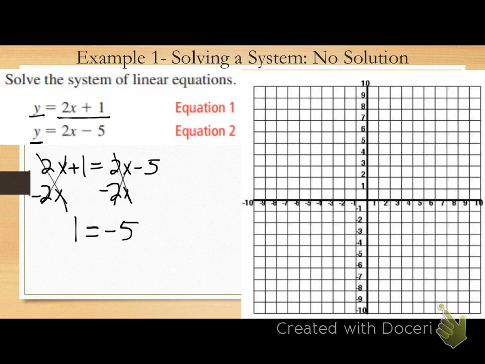If that's the case, I need to look at the statement that is remaining. Is that a true or false statement? Does 1 equal negative 5? No. So what's my answer? No solution. If I'm solving by substitution and my variables happen to cancel each other out like they did here, I'm left with a false statement. I get no solution. That's what it looks like using substitution. We already knew the answer because we already graphed it, right?